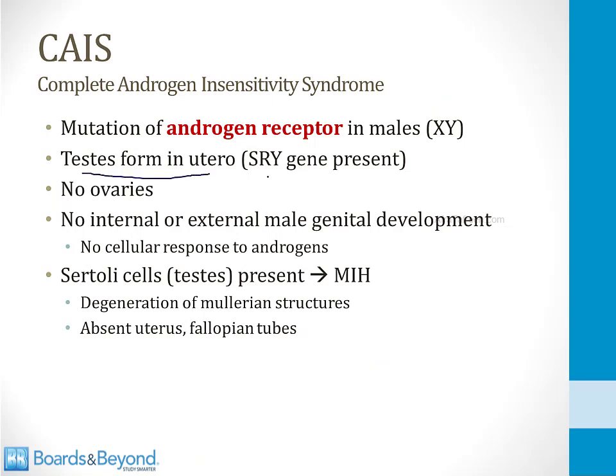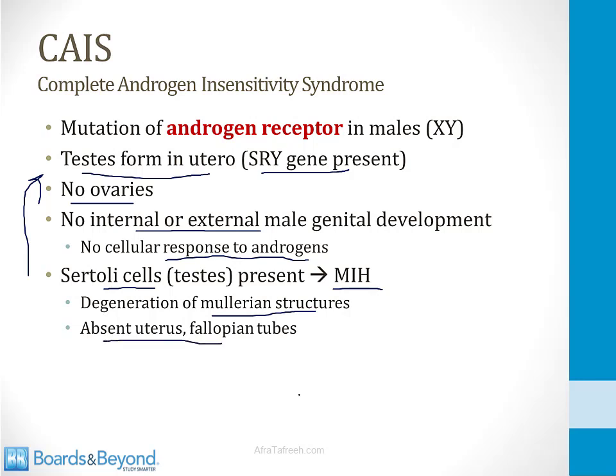The testes form in utero, so the SRY gene is present and there are no ovaries. There will be no internal or external male genital development because there is no cellular response to androgens, including testosterone and dihydrotestosterone. Now, because the testes are present, Sertoli cells will form and they will release Müllerian inhibitory hormone. This will lead to degeneration of the Müllerian structures, and thus there will be no internal female structures either. So there won't be internal male structures, and there will also be absence of a uterus and fallopian tubes, the internal female structures as well.